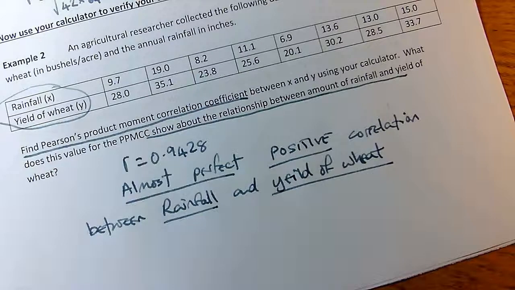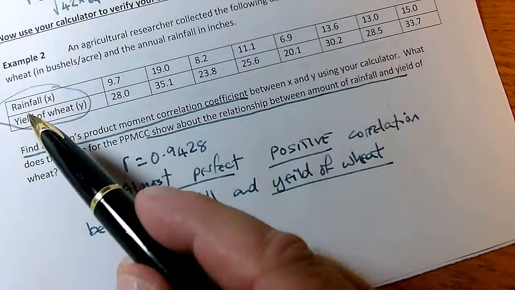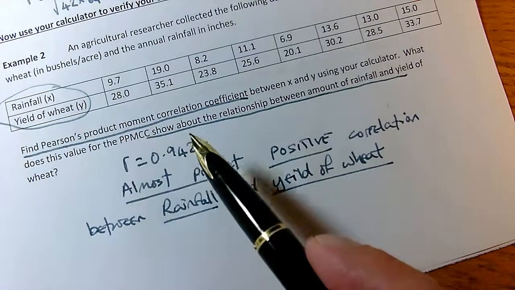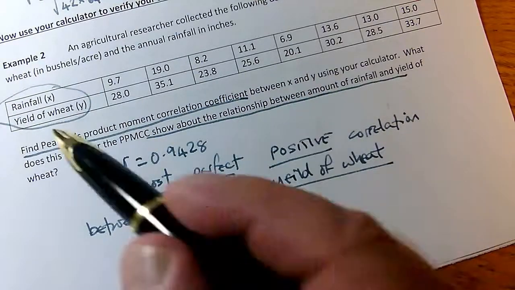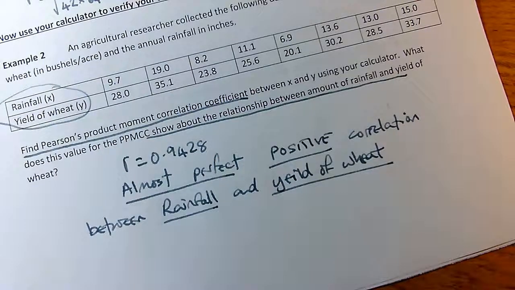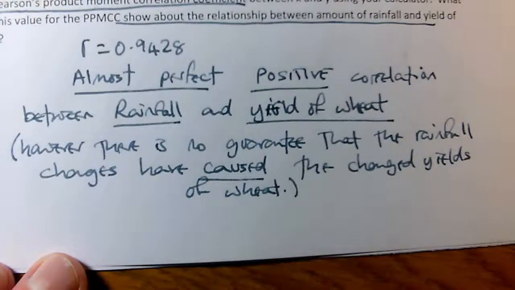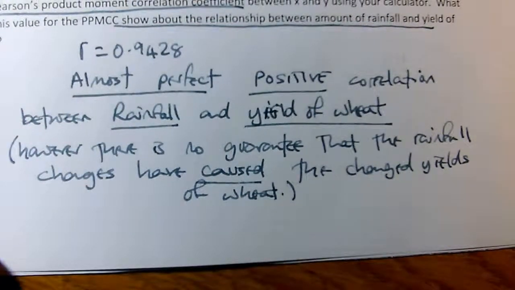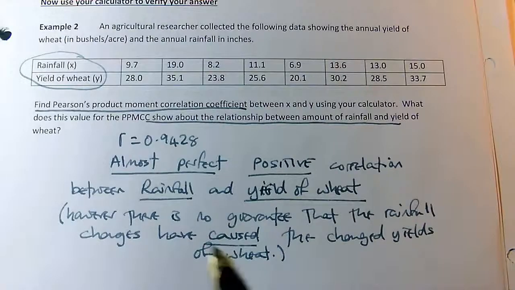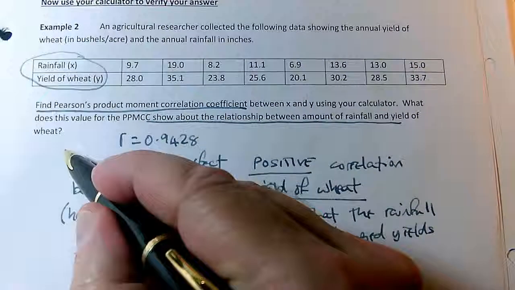Okay. Now I could go further. In fact, you need to be aware, as has been said in a previous video, that correlation does not prove causation. So although it may be the case that the yield of wheat is higher when there's more rainfall, it could be that the rainfall has caused the higher yield of wheat, but that may not be true. So we can say that there is no guarantee that the rainfall changes have caused the change in yields of wheat.